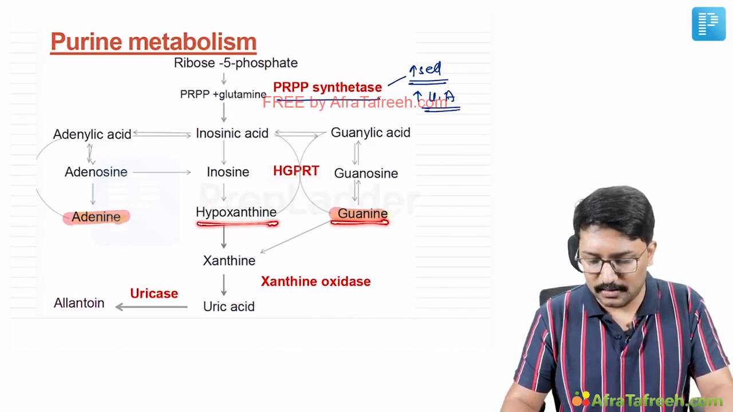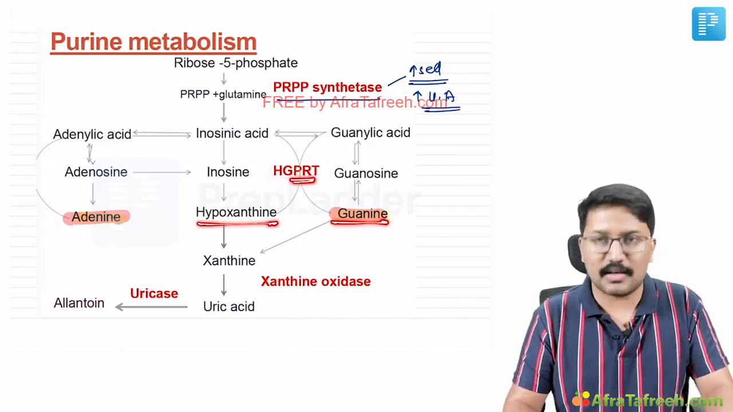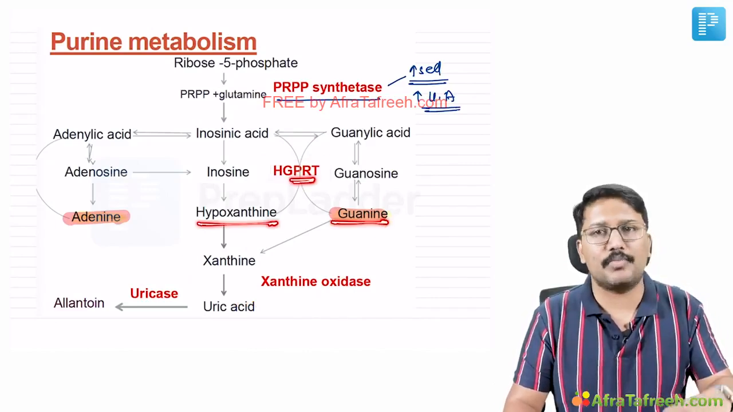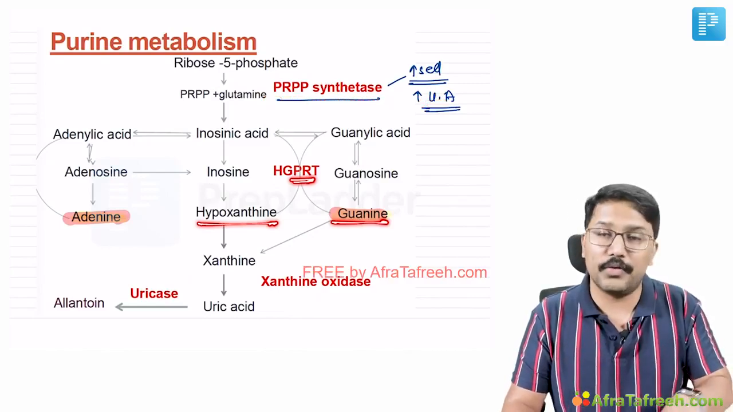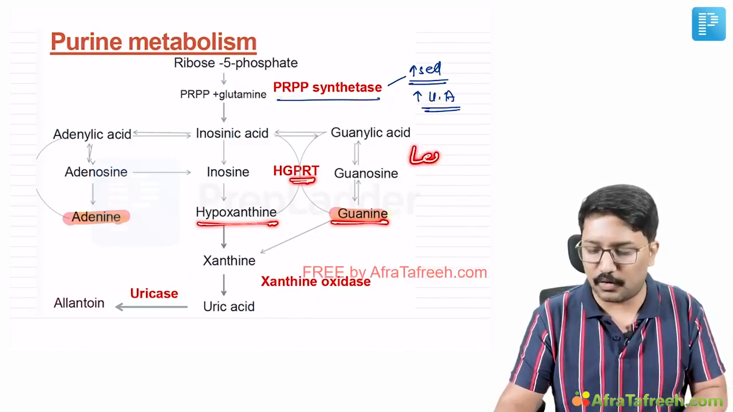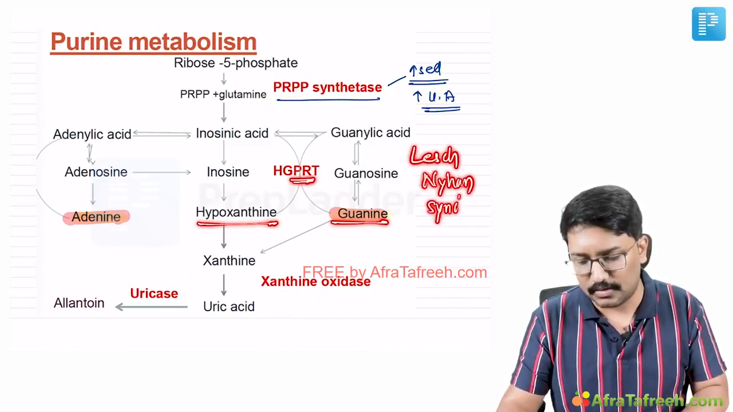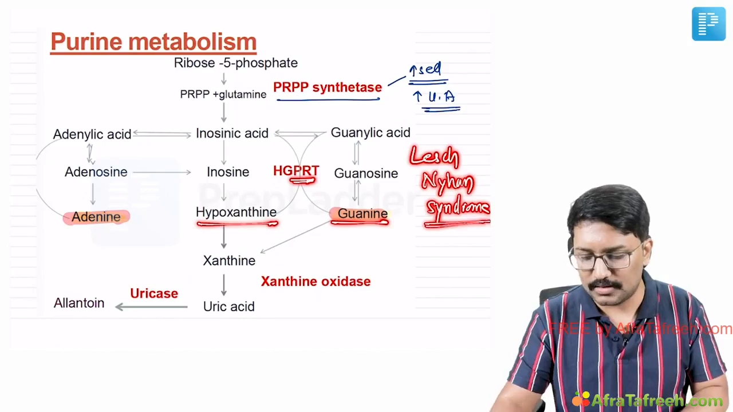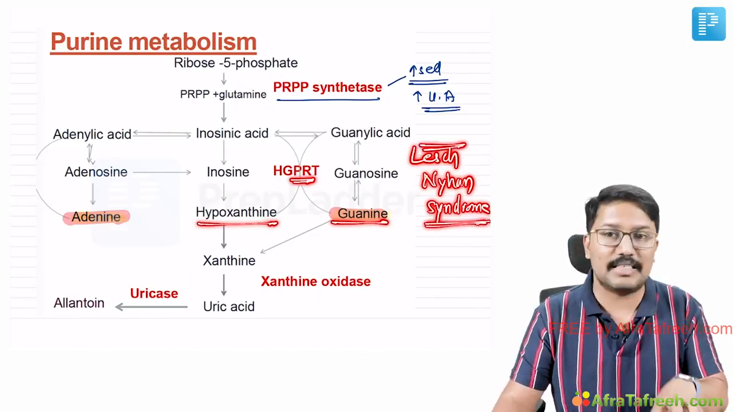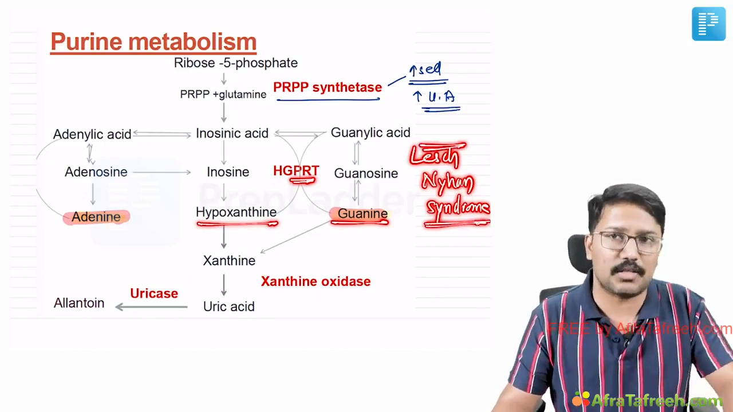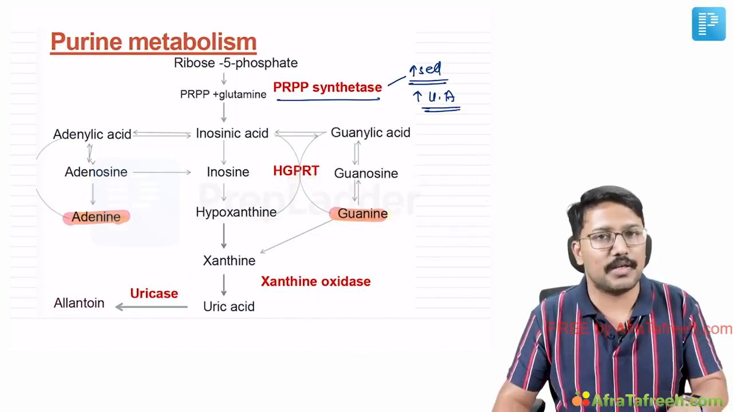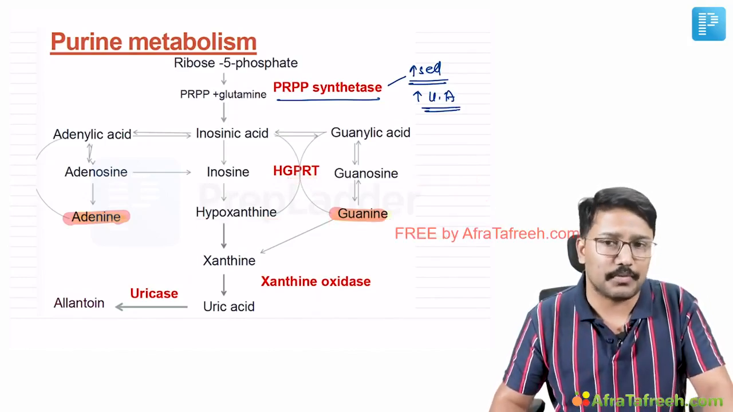Now the next thing we recognize here is another enzyme called HGPRT, which is known as hypoxanthine guanine phosphoribosyl transferase, HGPRT or HGPRTase. Where do we hear about it? We hear about it when we talk about a condition called Lesch-Nyhan syndrome, where there is deficiency of HGPRTase activity. Now, whenever there is deficiency of HGPRTase activity, what can happen?